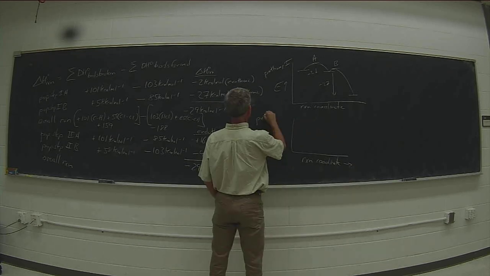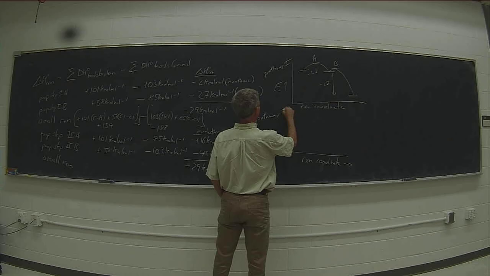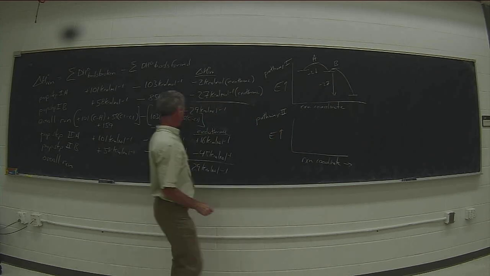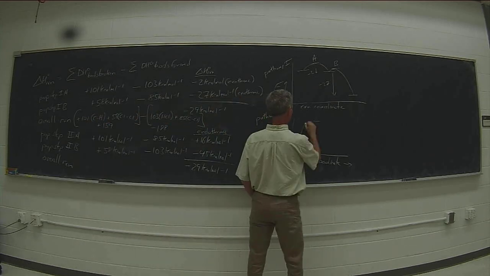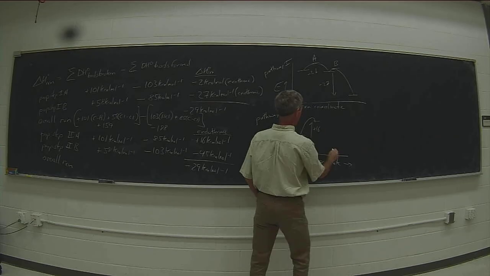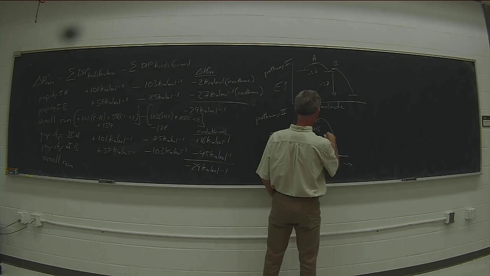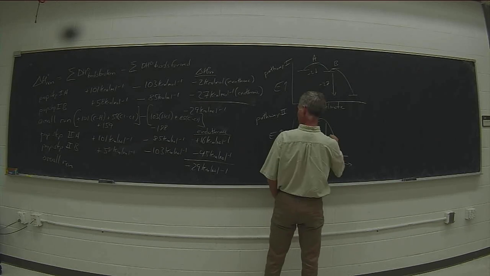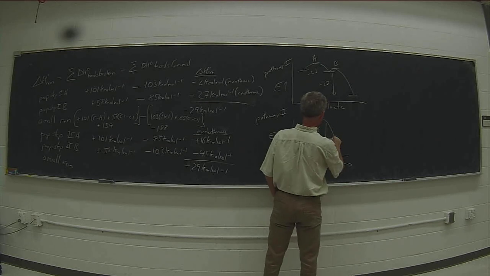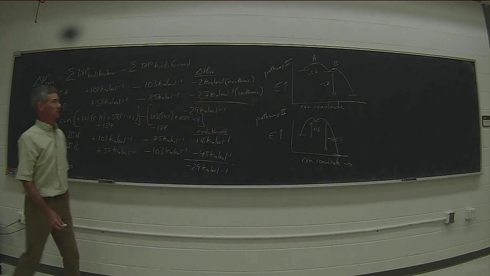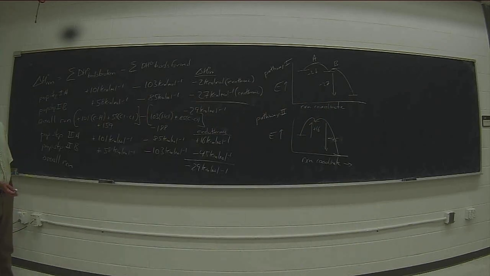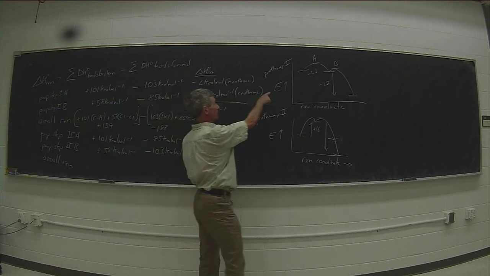Versus pathway 2, where our first step is endothermic by 16 kilocalories per mole, second step highly exothermic by 45. Obviously, the activation energy for pathway 1 is going to be significantly smaller than the activation energy for pathway 2, and therefore pathway 1 is preferred.